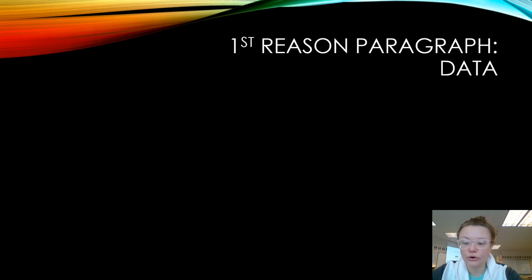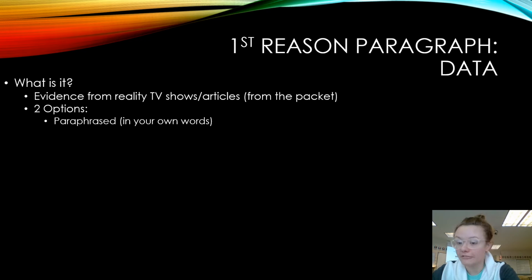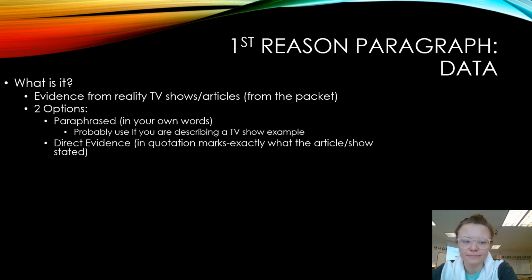The next thing you need in your first reason paragraph is your data to support your thinking. Okay, and we're getting this data, this evidence from reality TV shows that we watched and the articles that we read. So anything from that packet that we've been collecting the past 2 weeks or so. So for your evidence, you have 2 options. You can have it paraphrased, which means it's in your own words. I would use this if you are describing a TV show example that we watched, because you're just going to explain what you saw, and it'll be paraphrased in your own words.